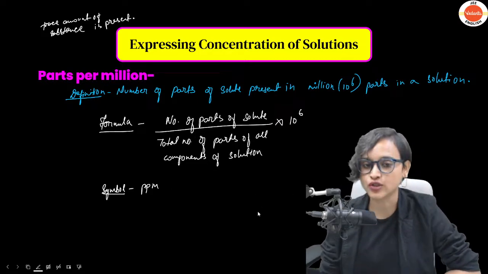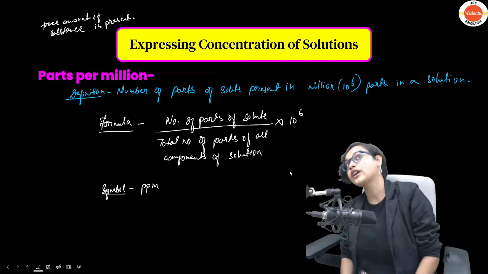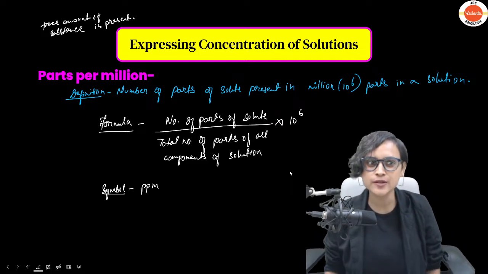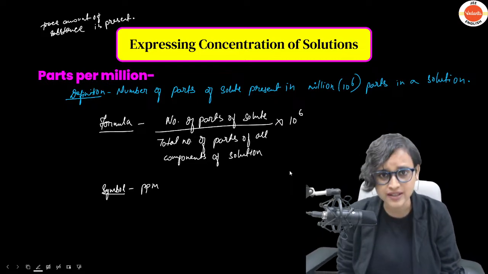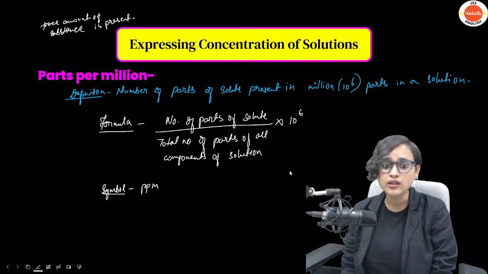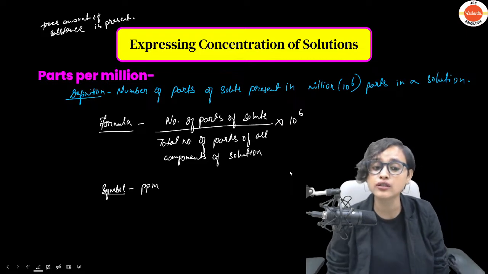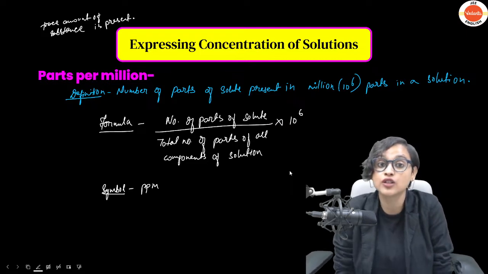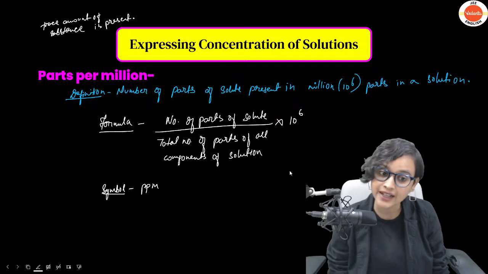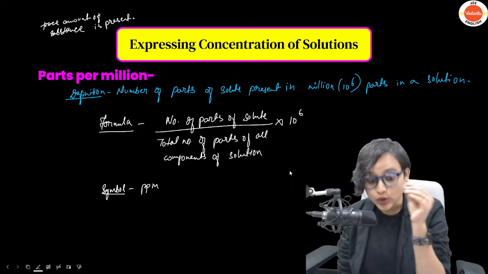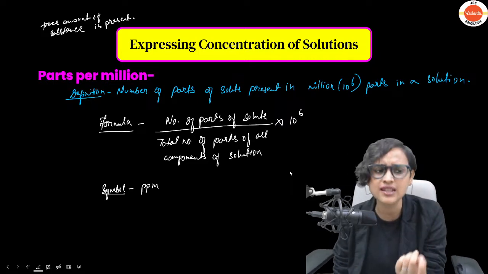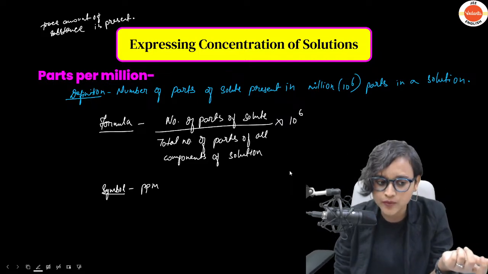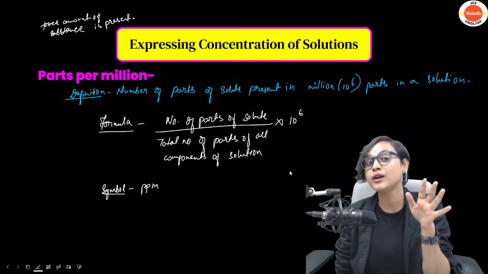Acha, where is it used? When we are talking about the pollutants present in the atmosphere. You understand that atmosphere is huge, isn't it? The amount of air as a solution is huge, right? But the pollutants that are present are in trace amounts, very little amount. So at that point of time, we talk about it in ppm.